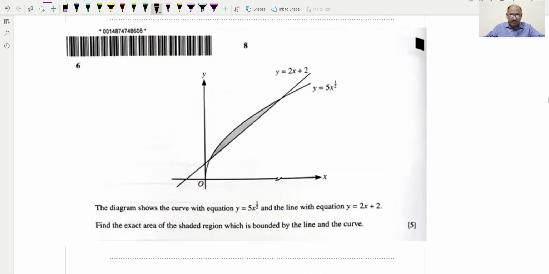Hopefully you understood this. Question number 6. Diagram is given. The diagram shows the curve with this equation and the line with equation y is equal to 2x plus 2.